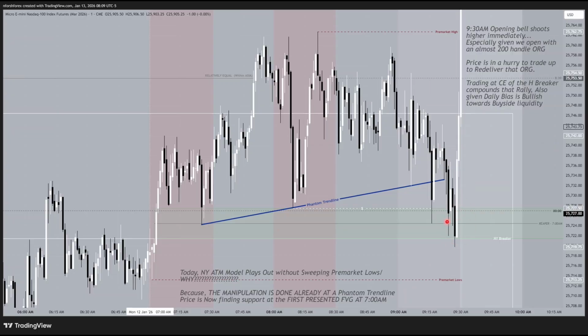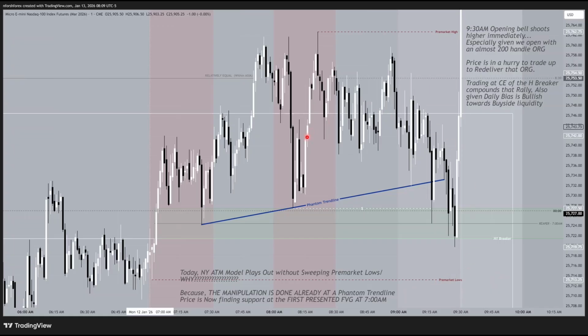It's opening way lower, so the opening range gap is low. We have a gap down. We trade up to fill that gap, and we trade up furiously and with speed. The manipulation before this run up is a major confluencing factor for why price trades higher without taking pre-market lows. It is in a hurry.